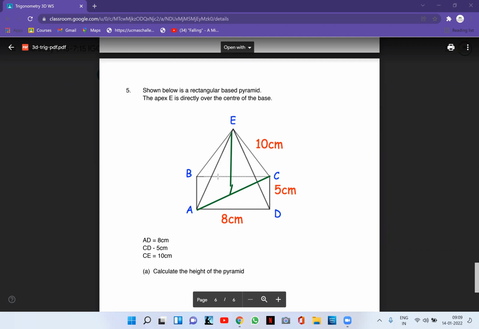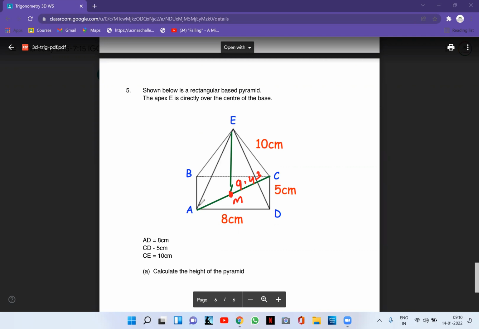So here AC will be what? We will apply Pythagoras theorem, 5 square plus 8 square. On the basis of that, we will get AC. So AC is equal to root of 89, which is 9.43. This is the whole thing. Okay, now when I draw a median, this is my median.